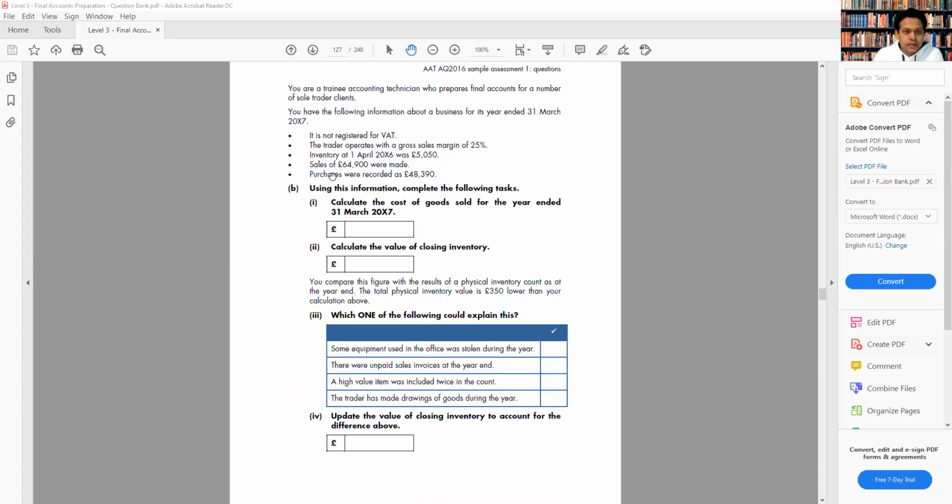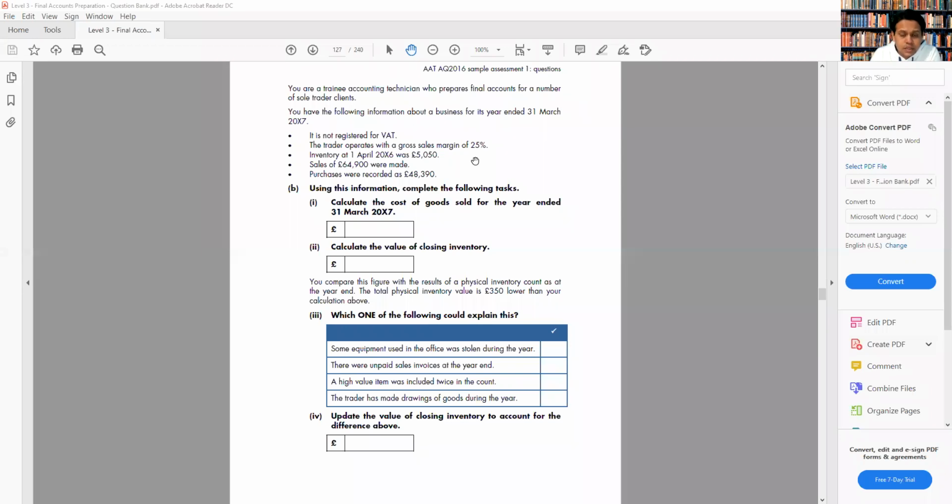The next one we have here: you are a trainee accounting technician who prepares final accounts for a number of sole trader clients. You have the following information about a business for its year end 31st of March 2007. It is not registered for VAT. The trader operates with a gross margin of 25%. That means the profit is 25% on sales. I hope you remember markup and margin. If you don't, make sure you revise that again. It's quite an important area, markup and margin.